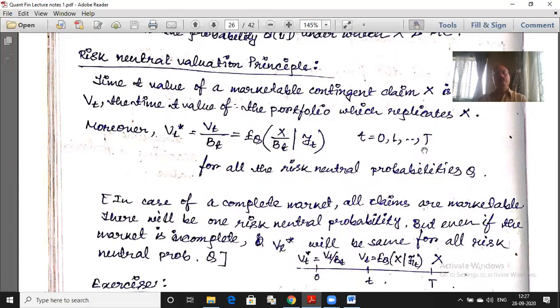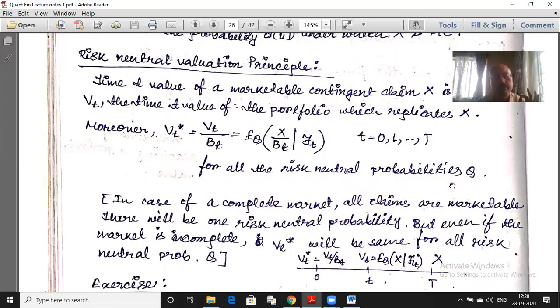So, specializing to a complete market, because that is the nice market that we are usually working with. In a complete market, all claims are marketable and there will be a single risk neutral probability. Then I know that this result holds for the risk neutral probability Q. That will be the nice situation, because then I will be able to explicitly compute the risk neutral probability and use it for all subsequent calculations. That will always be nice.